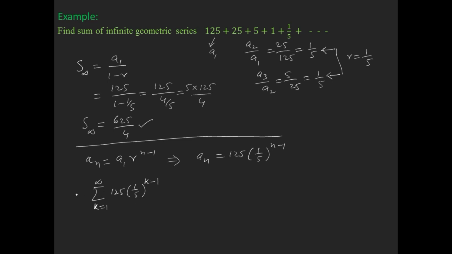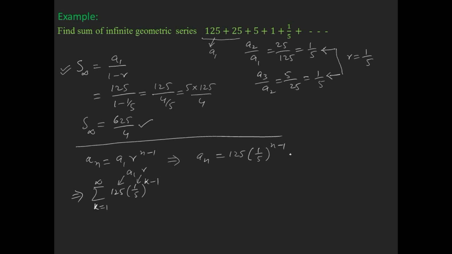And again, if we are given this whole series in sigma notation like this, this will be a1, and under k minus 1 this is r. So again, a1 and r are here, and we will put these values in this formula, and we will get the sum of this whole infinite geometric series.